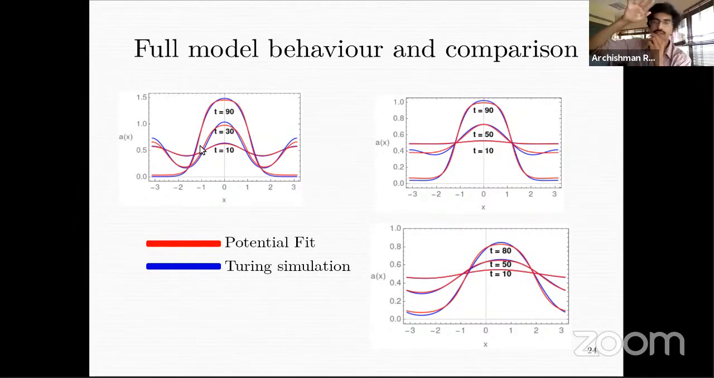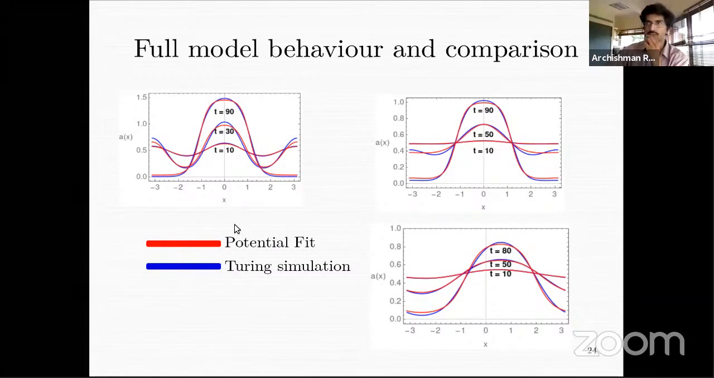You need some way of mapping the unstable manifold to the actual activator variable, which I won't go into the details of, but it can do quite a good job of modeling the dynamic behavior of what's happening in this Turing system.